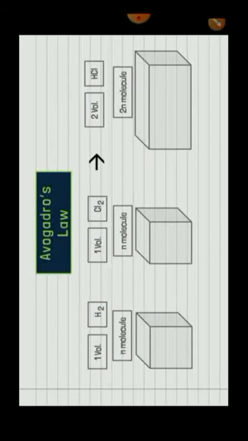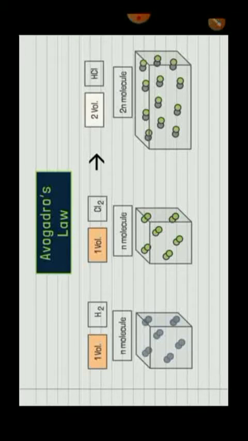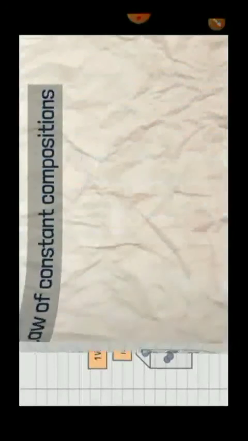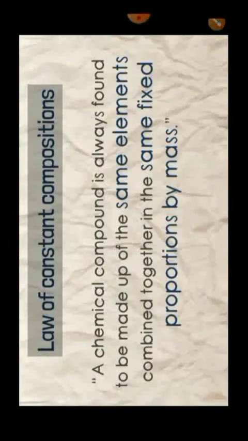Another example we can see. 1 volume of hydrogen reacts with 1 volume of chlorine and gives 2 volumes of HCl. That means H2 plus Cl2 gives 2 HCl. So here we will get n molecules of hydrogen, n molecules of chlorine and 2n molecules of HCl, because the volume is just doubled.